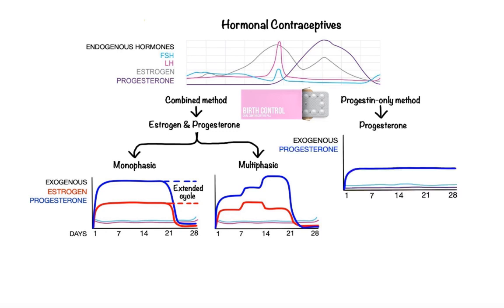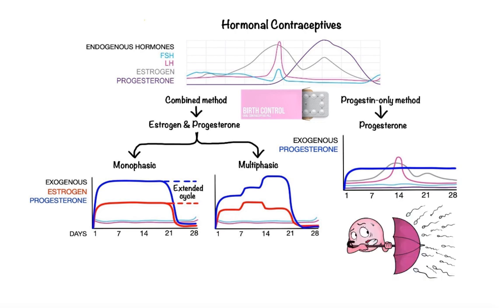As a result, there is less suppression of endogenous estrogen levels, which allows for an occasional LH surge that can trigger ovulation. Instead, progestin-only contraceptives are thought to function primarily by thickening cervical mucus and by causing endometrial atrophy. These changes inhibit egg implantation and make it more difficult for sperm to enter the uterus.